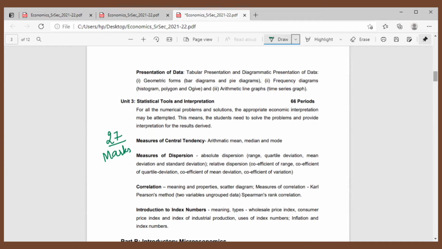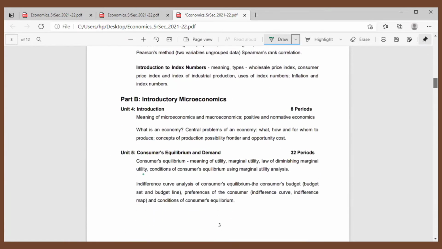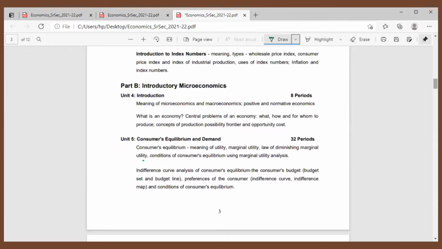And the total weightage of statistics, part A, is 40 marks, out of which unit 1 and unit 2 are of 13 marks and unit 3 is of 27 marks. Then we come to the second part, part B, which is introductory microeconomics. Microeconomics is a new subject for all of you, and it is basically related to the individual units of the economy, such as consumers and producers, and their behavior at the micro level.